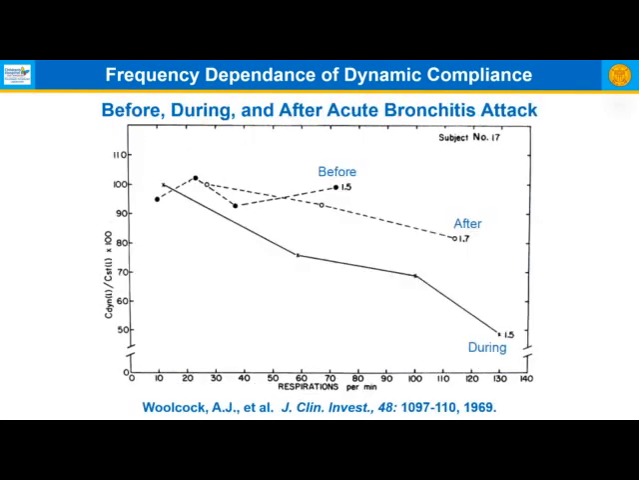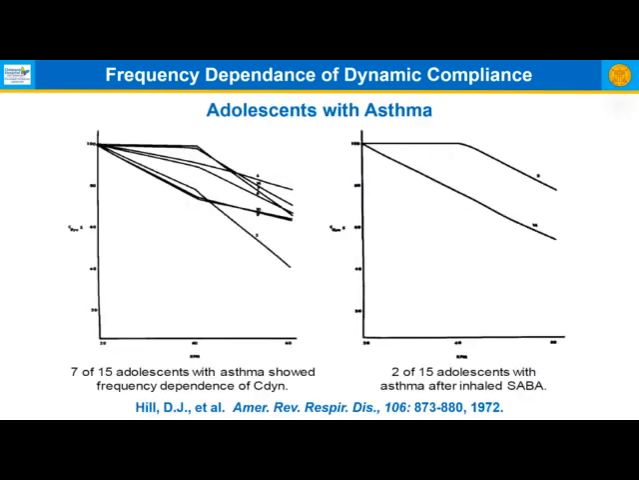This is a subject before, during, and after an acute bronchitis attack. And there does seem to be a little bit of a change in this individual during the attack. Adolescents with asthma, 7 of 15 did show frequency dependence of dynamic compliance, suggesting that they had small airway disease in addition, and 2 had this even after inhalation of the short-acting beta agonist, again pointing out the fact that this is not due to large airway.